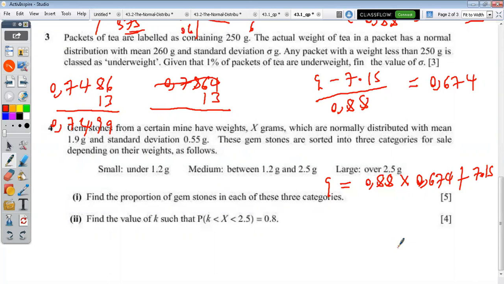What do you get? 7 point what? 7.74. Clear?